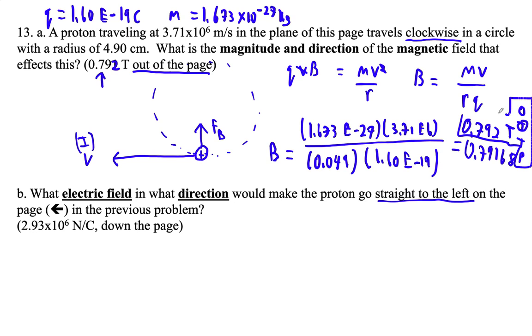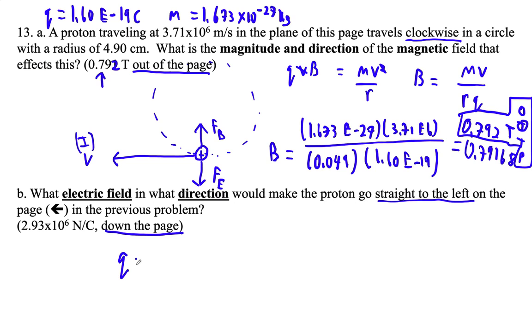All right. Now, let's look at this. What electric field in what direction would make it go straight to the left in the previous problem? This is the benefit of having drawn a picture of this thing going to the left and figured it out from there. So we have to have an electric force that's down the page. If the magnetic force is up the page, the counter force has to be down the page. So down the page is the direction of our electric field.